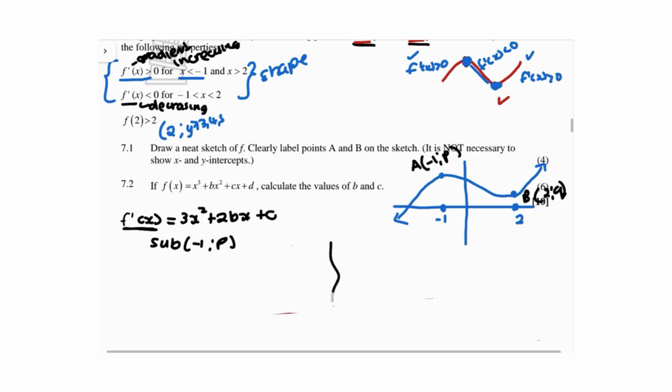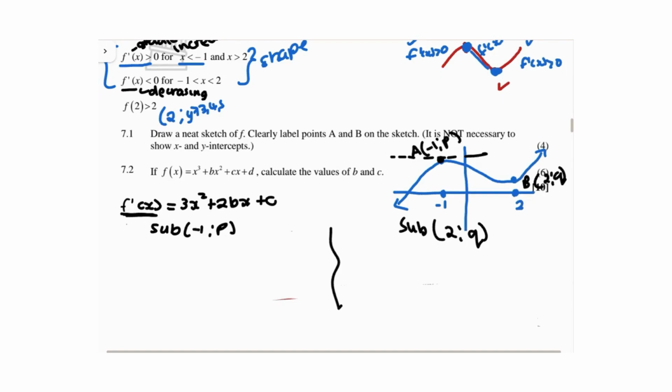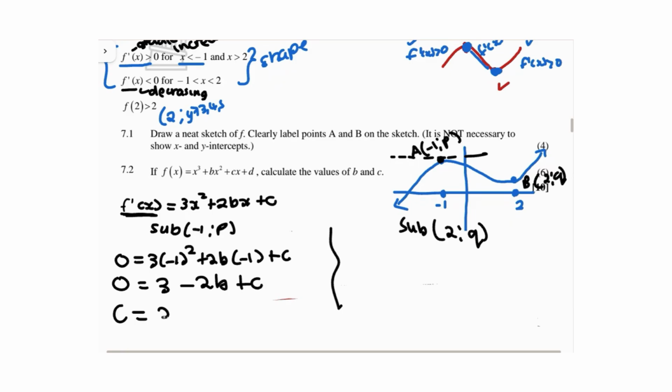Then you're also going to substitute 2 and q, but q you're still not putting. At the turning point the gradient is horizontal, and the gradient of the horizontal is 0, so I'm going to put 0, and where we see x, I put -1 squared plus 2b times -1 plus c. So 0 is going to be 3 minus 2b plus c, and c would be equal to 2b minus 3. That would be my first equation.